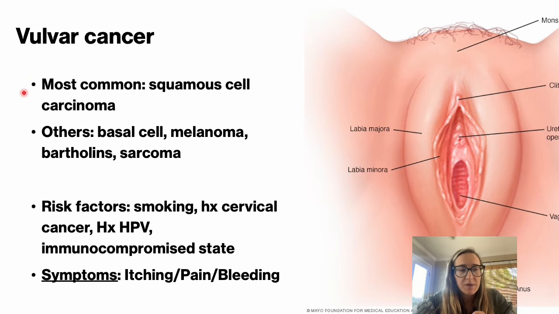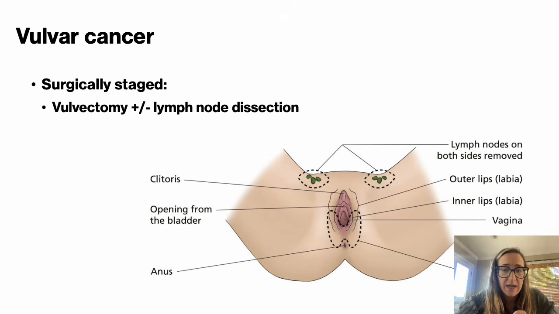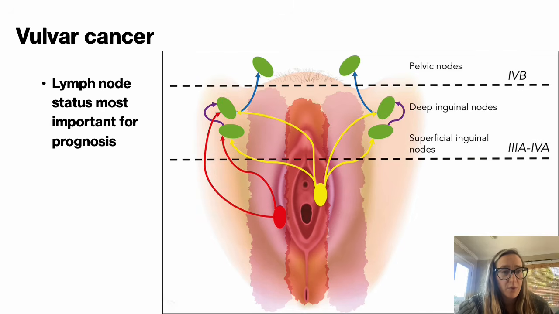Most common type is squamous cell carcinoma. You can also have basal cell, melanoma, Bartholin gland, sarcoma. Risk factors: smoking, history of cervical cancer, history of HPV, immunocompromised state. We talked about the symptoms. This is surgically staged, with a vulvectomy, which is a removal of the area of concern on the vulva, plus or minus a lymph node dissection based on the stage. One thing that is very important in vulvar cancer is that lymph node status is the most important for prognosis. So that is why sampling the lymph nodes is really important when indicated.